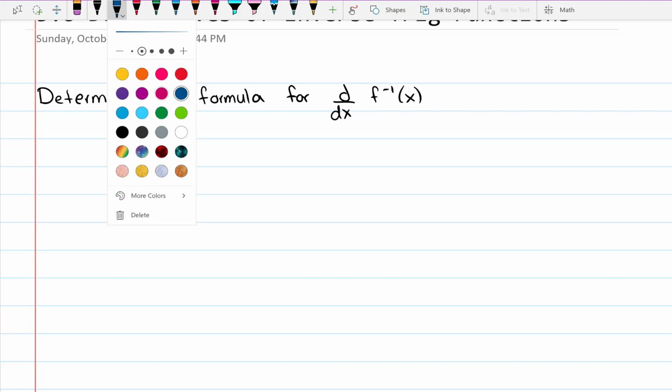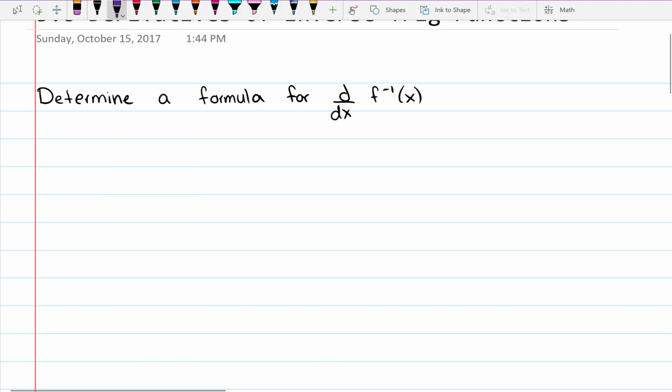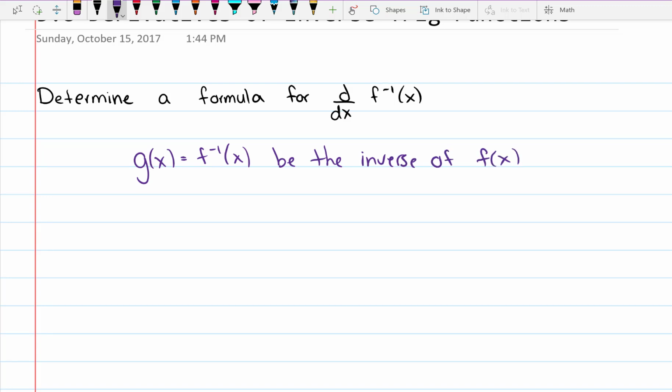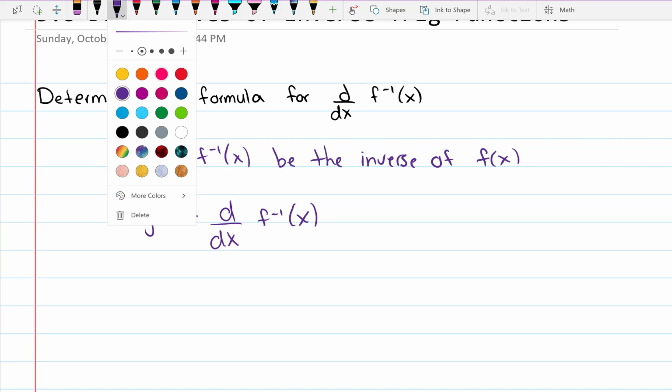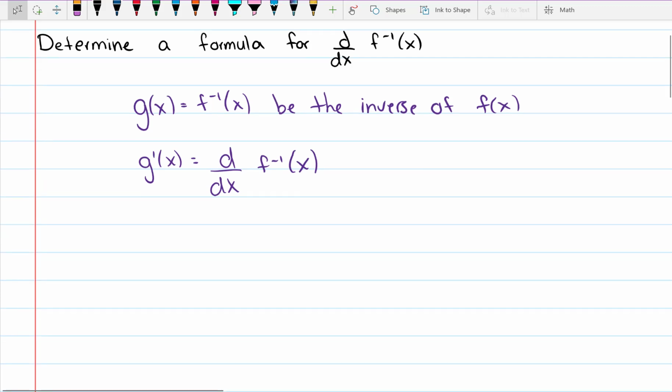So the first thing we're going to want to do then is let g of x equal f inverse of x be the inverse of f of x. So g of x is the inverse of f of x. This also means that g prime of x is equal to the derivative of f inverse of x. So given those two pieces of information, we can go ahead and determine the derivative.